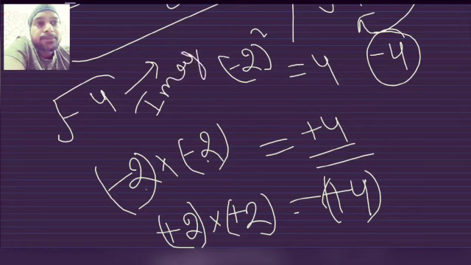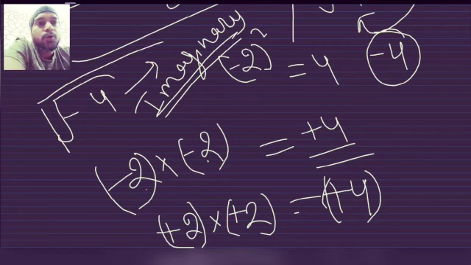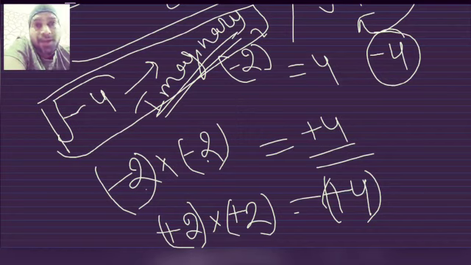What is that? An imaginary number. What is that? Root of minus 4 is an imaginary number. Why is it an imaginary number? Because there is no number whose square can be equal to minus 4. So that is an imaginary number.